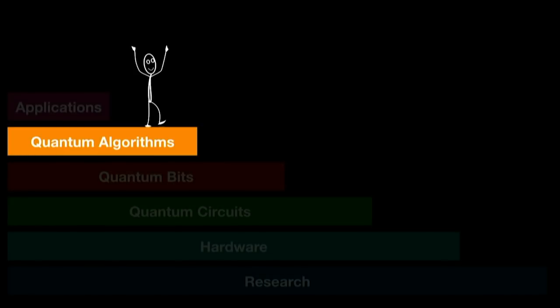So how are we able to get all of these amazing applications? That is because researchers have come up with quantum algorithms. Quantum algorithms are a set of instructions that you give to a quantum computer. And some of these quantum algorithms can outperform classical algorithms. So let's take a look at some examples.